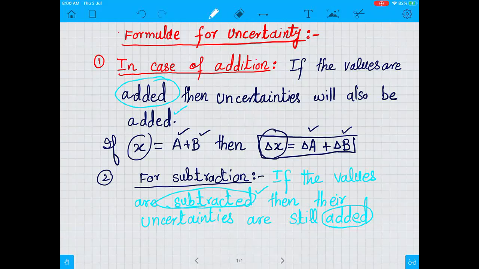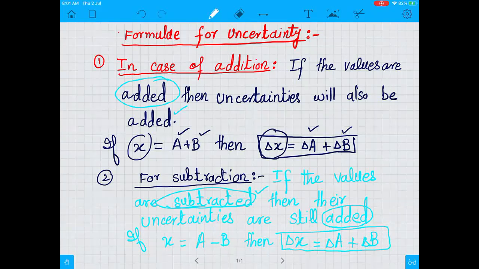Now, if x equals a minus b, then the uncertainty in x, delta x, would be written as delta A plus delta B. So if the values are added or subtracted, the uncertainties are yet added.